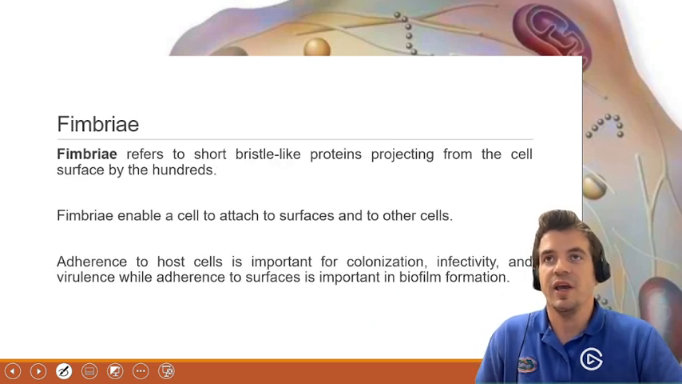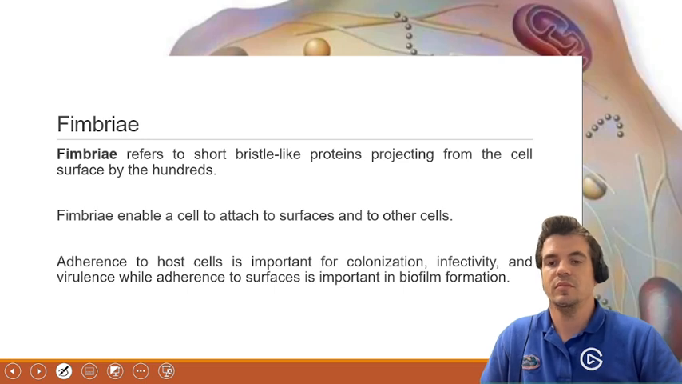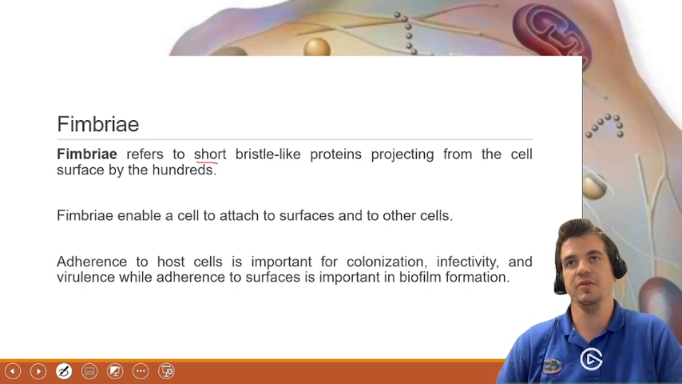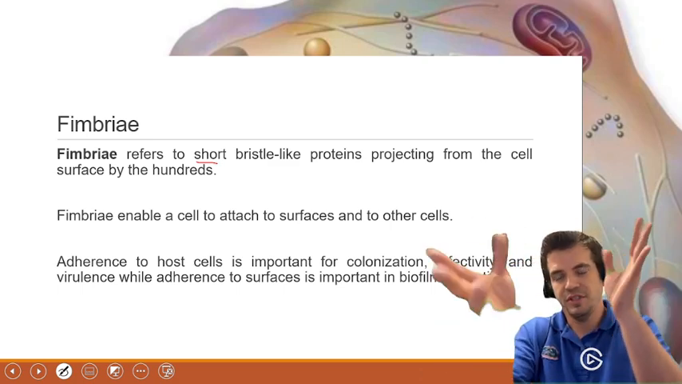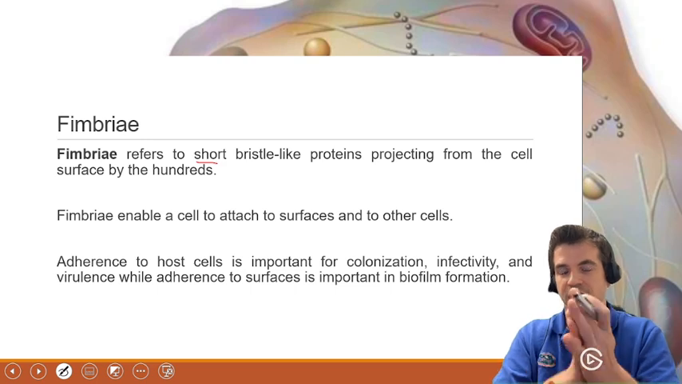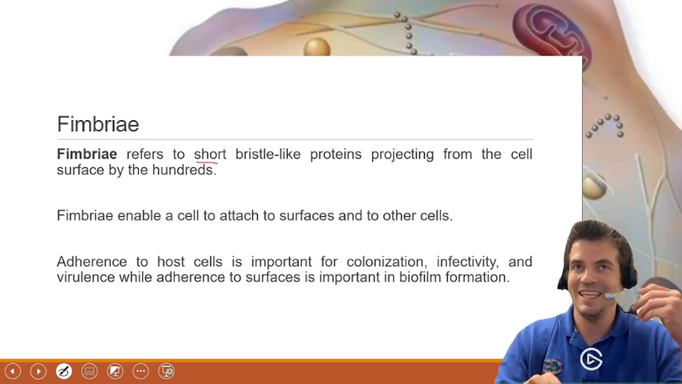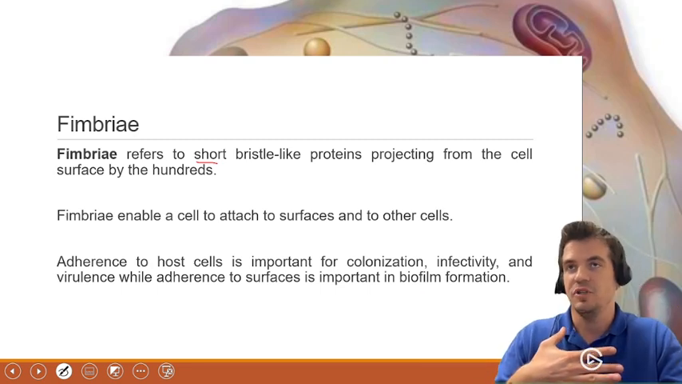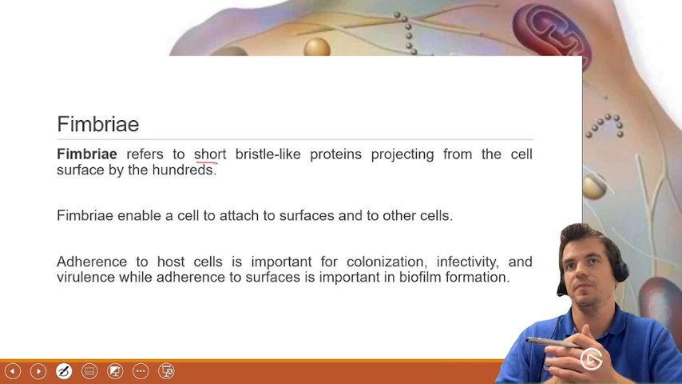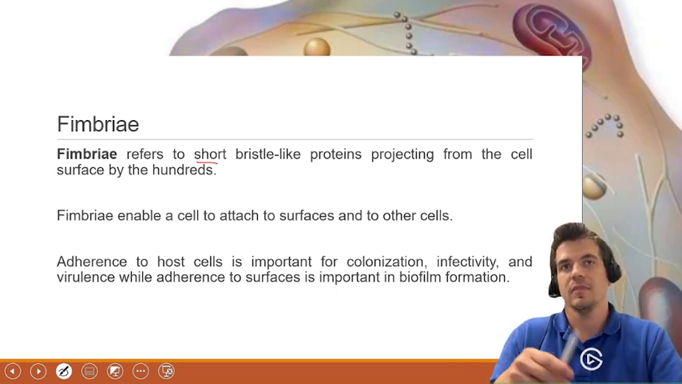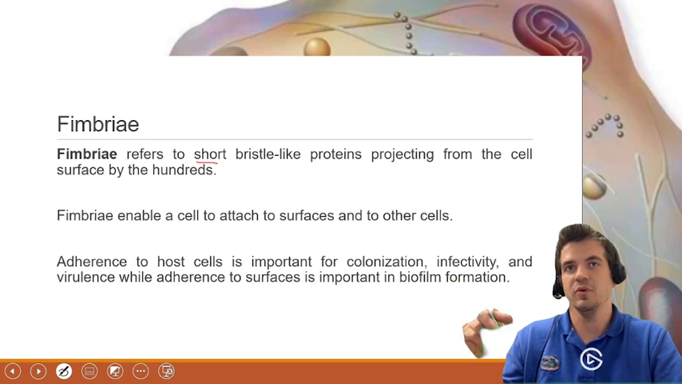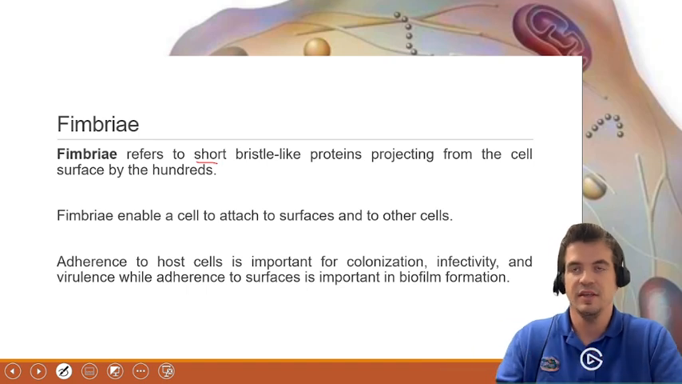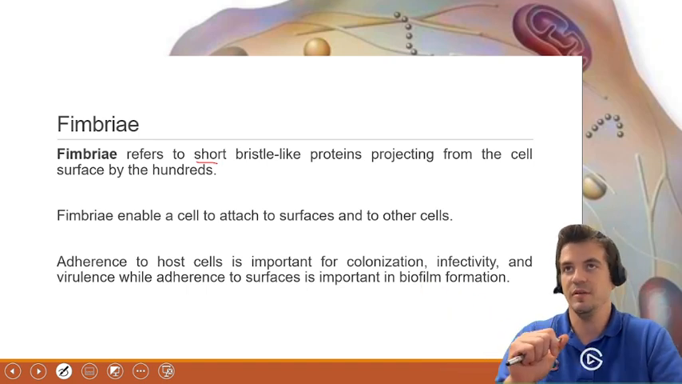So fimbriae are short, bristle-like, short is the key word, projecting from the cell surface by the hundreds. Okay, so they're everywhere, they're all over the cell, they are what attaches. So when you wash your hands and wipe them away, or you brush your teeth, you actually break these fimbriae and shed this bacteria so it can't attach to you. Okay, and the attaching is what is important for colonization, infectivity, and virulence. So if we can break these fimbriae, prevent them from sticking, we can get them out of here.